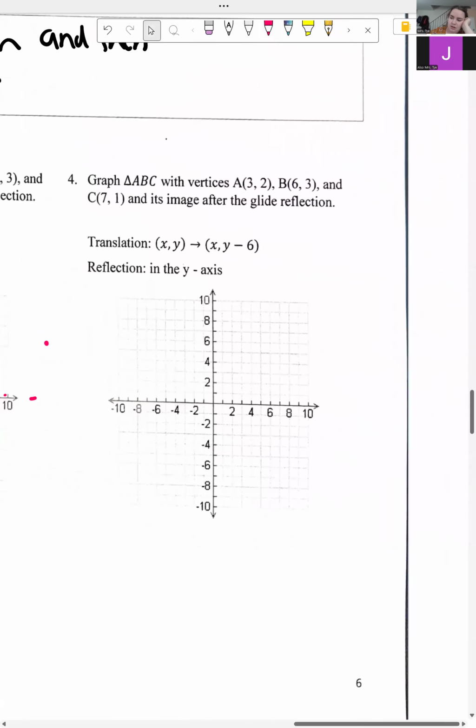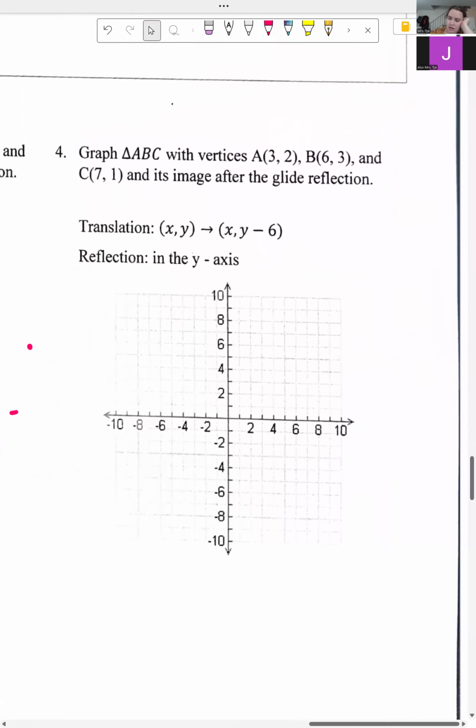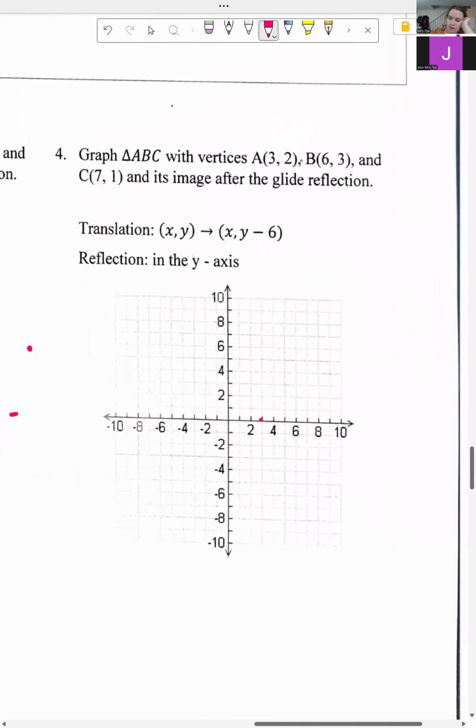Last one. Looks like we're starting with the same triangle again, so I'm going to graph that at 3, 2, 6, 3, and 7, 1. A, B, C. Okay, looks like our glide or our translation, nothing's happening to the x value. We're not moving left or right.